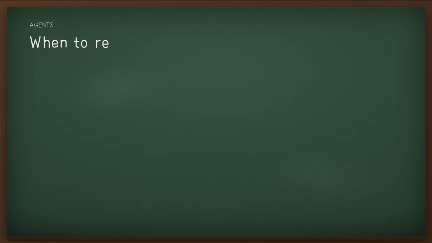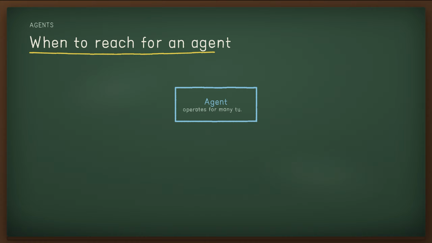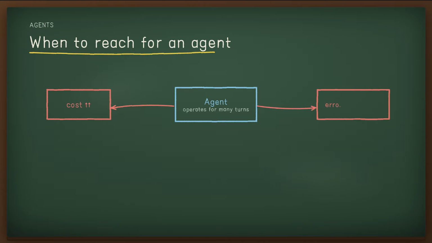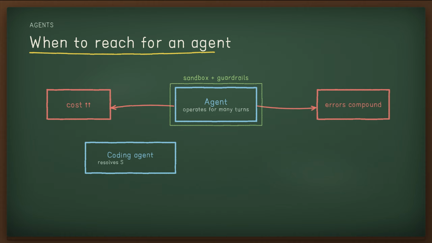So when do you reach for an agent? For open-ended problems where you can't predict the number of steps and can't hard code a path, and where you trust the model's decisions enough to let it run. That autonomy is what makes agents scale, but it also means higher cost and the risk of compounding errors. So test extensively in sandboxes and add the right guardrails. Two of our own examples: a coding agent that resolves SWE-bench tasks across many files, and our computer use implementation, where Claude operates a computer to get things done.